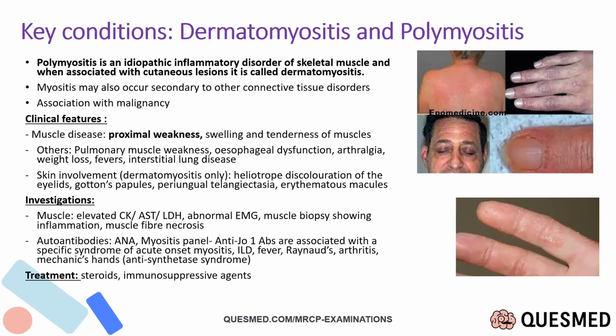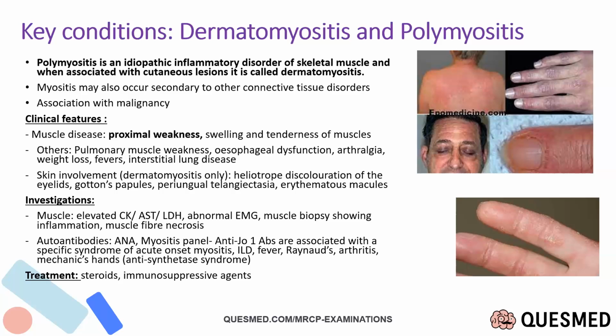So, do they have any respiratory compromise with pulmonary muscle weakness, any swallowing issues? And then you also get an overlap with interstitial lung disease. You get joint pains, weight loss, and fevers. And then obviously, if there are any features of malignancy, you want to be looking for any of those red flags.